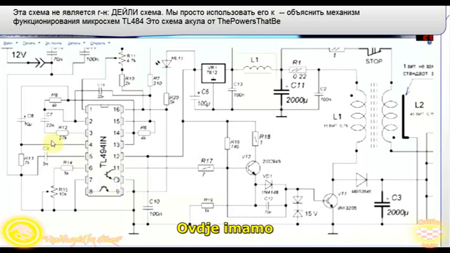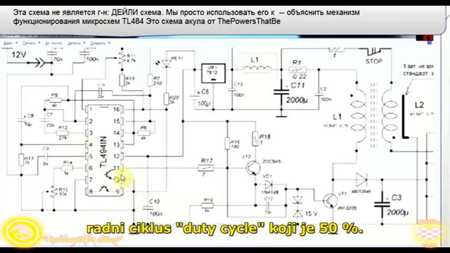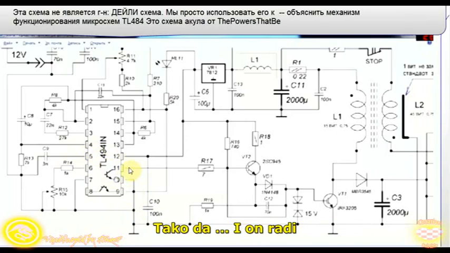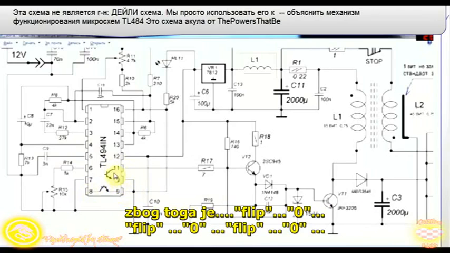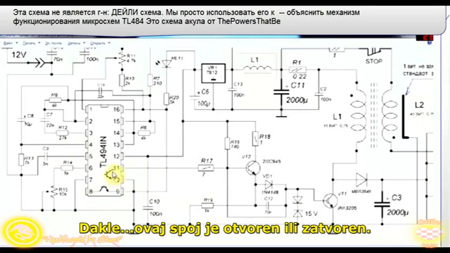So this duty cycle, we have a 50%. And this works in asynchronic mode, which means that we should have a flip-flop in here, but that flop is not being utilized. So we have a flip 0, flip 0, flip 0. So the junction is being open or closed.